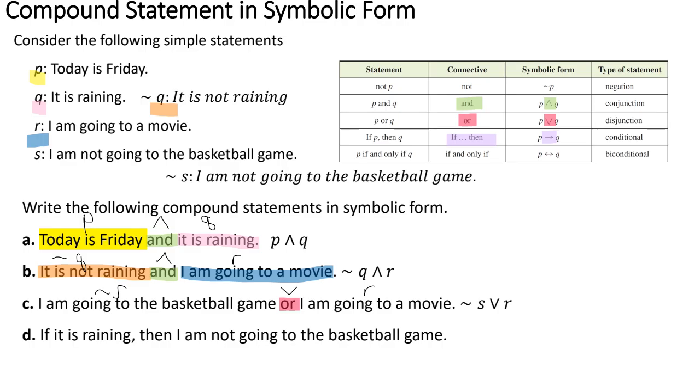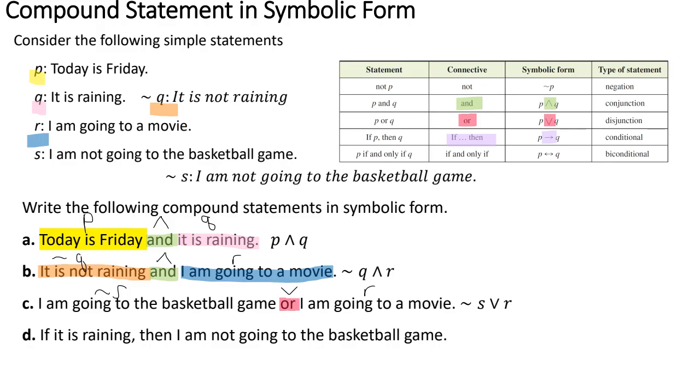And the last example: if it is raining, comma, then I am not going to the basketball game. Here you want to emphasize the prepositions. Usually when I start breaking down the statement into simple statements, I look for those prepositions, and these should stand out, having the if and then combination. If we look at the table, we call that the conditional, so there's an arrow to represent it.